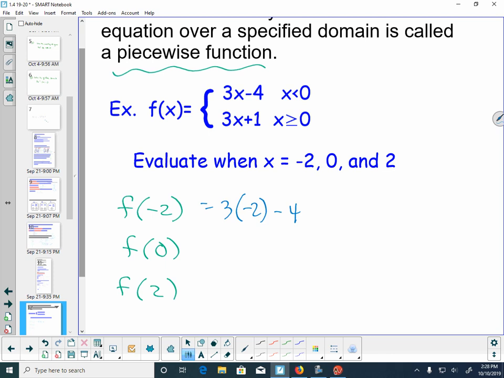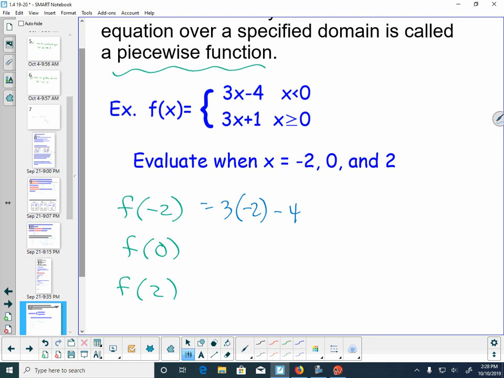Both. Both of them? People agree? Plug it into both? Georgina? I disagree, because -2 is not greater than 0. So you're saying you got to look at this -2 and then decide which one to plug it into? So John plugged into the first one, so stick with that.